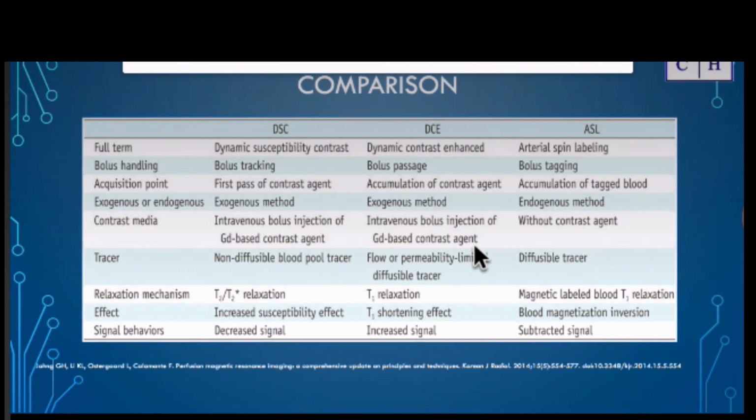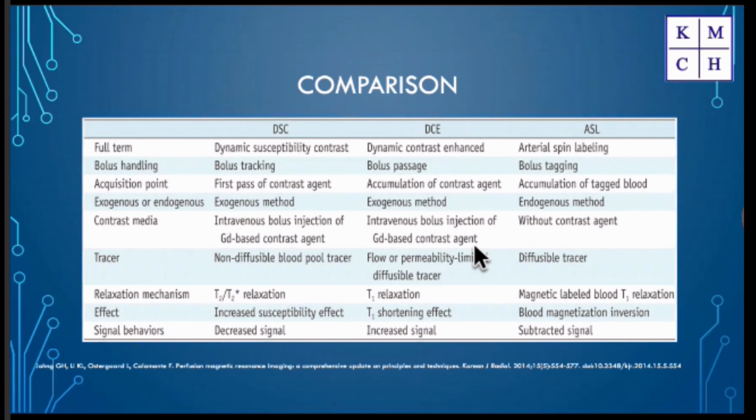A direct comparison between the three methods: in dynamic susceptibility weighted contrast, there is rapid passage of contrast through the organ of interest, causing either an increase or a decrease in signal. The CT based perfusion is very similar. There is an increase in tissue density based on iodine, and here there is a drop in signal based on the T2 star technique, and they can be used to quantify the perfusion parameters.